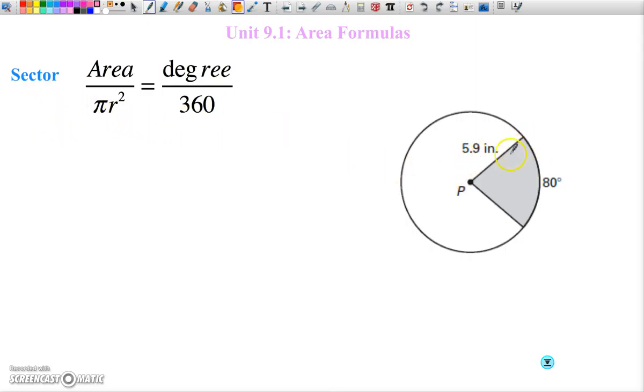All right, and then your last area formula that you have is for a sector. And a sector means just a piece of a circle, so this shaded area here. So what you're going to do is take your area, and this means the area of the sector, okay? So this will be our variable. Put it over the area of the whole circle, and then set it equal to the degree of the arc, and put that over 360. So it's kind of like doing the arc length.